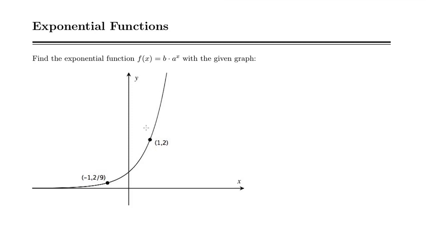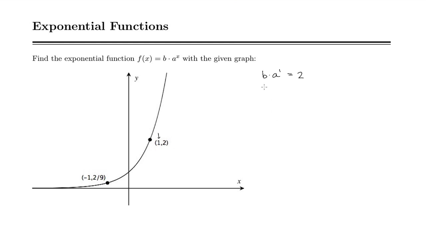We've got two different points on an exponential graph, and we'd like to find the equation that represents this graph. So we've got two different points. So we're just going to plug these into the basic form. So b times a to the 1 equals 2.